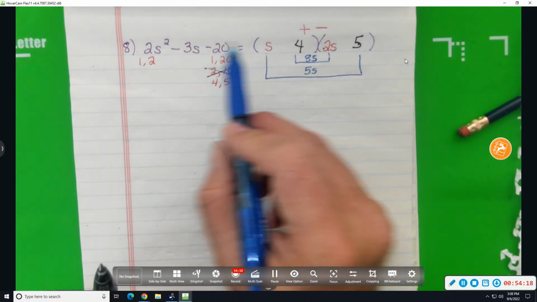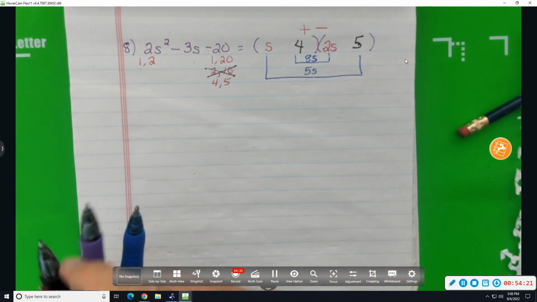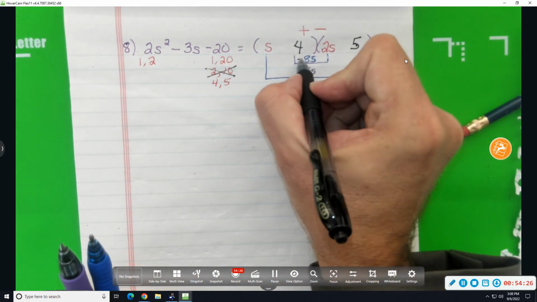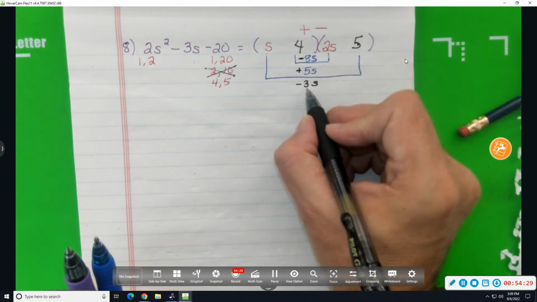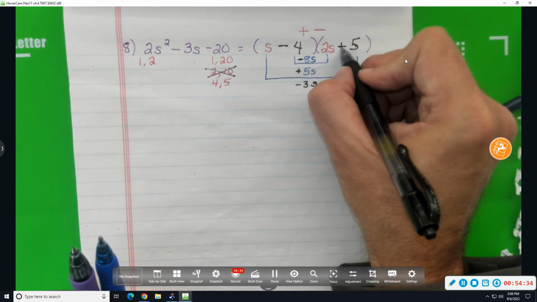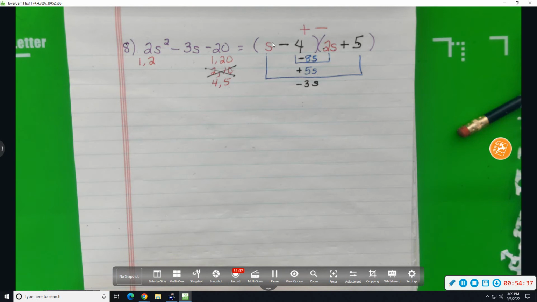Can I subtract those to get this middle term? Yes, if the 4 was negative, if the 8 was negative. Okay, so if the 8 were negative and the 5 were positive, that would get a negative 3S. So that would put a negative here and a plus there. So the outer product, positive 1S times a positive 5, gives us the positive 5S. Negative 4 times positive 2S gives us the negative 8S. Wow, looking at this, it looks like I see a negative 85 and a positive 55 and a negative 35.